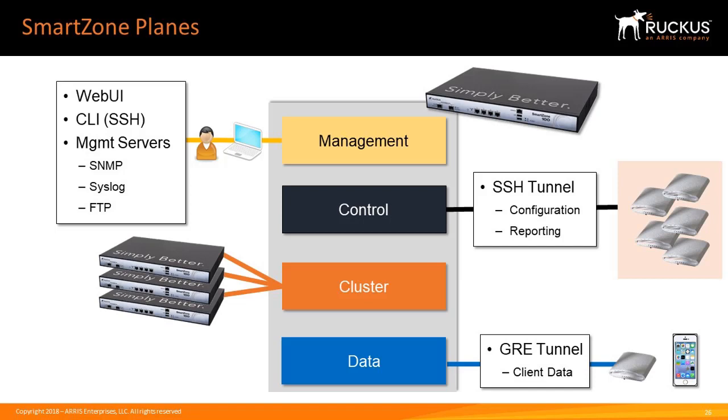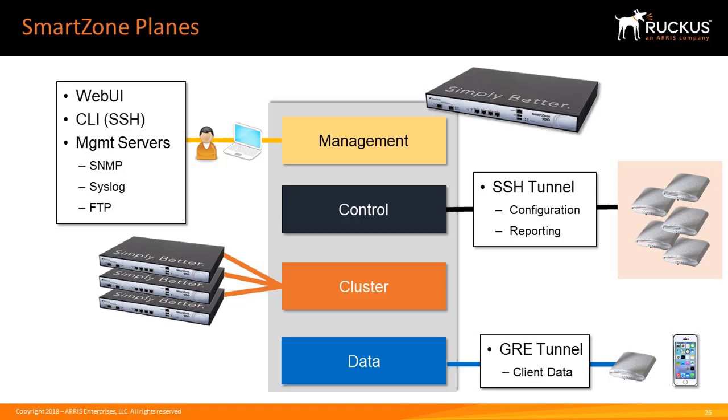The control interface is the SSH connection between the access points and the controller, and that's established over this control plane. And then we have the cluster interface, and these are the controls that act on the nodes in the cluster, so they'll perform maintenance like replication operations between different controllers over this cluster plane.